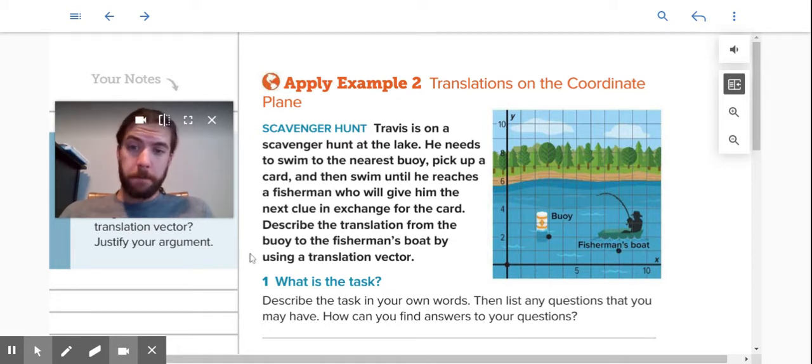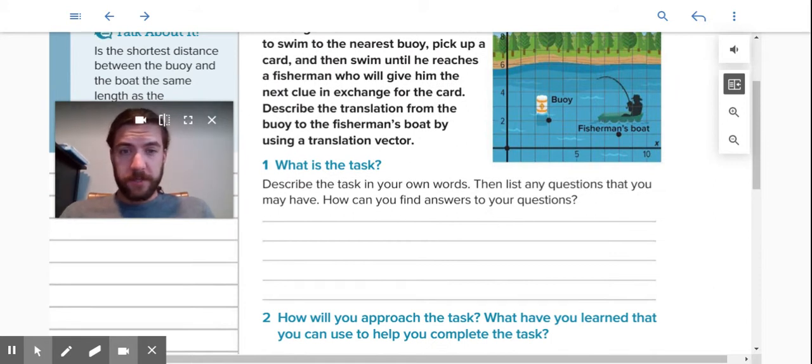Now remember that magnitude and direction are kind of just tied up in those two numbers that we use to describe the vector. So they're just tied up in how far do we go in the x direction and how far do we go in the y direction. Okay, so describe the task in your own words. Basically what I just said. We want to figure out how far away and in what direction he needs to travel.